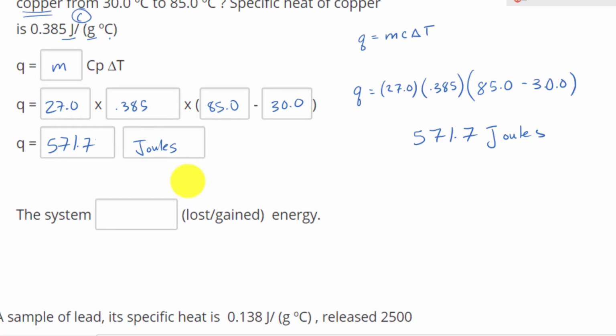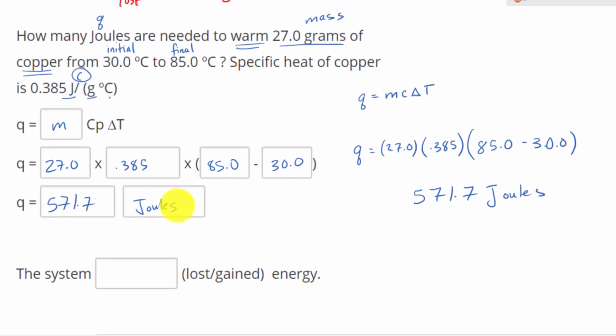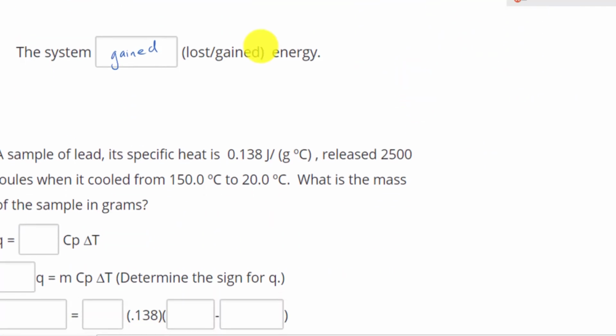And in this case, is the system gaining or losing energy? Well, this is a positive value, so this means it has gained energy. If it's negative, it will lose energy to the surroundings. So in this case, the system gained energy from the surroundings.